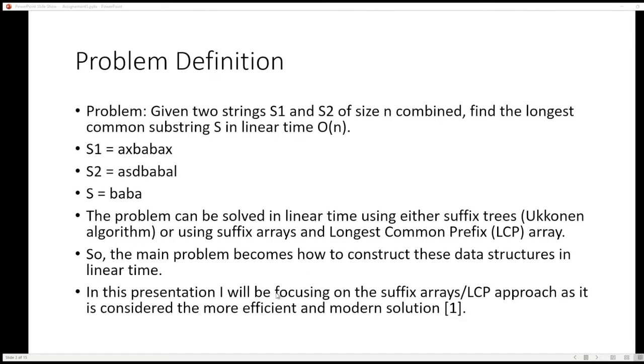So the primary focus of this presentation will be how to construct the suffix arrays and LCP array in linear time. And we won't focus on the suffix tree algorithm because nowadays most people are using the suffix arrays and LCP approach.